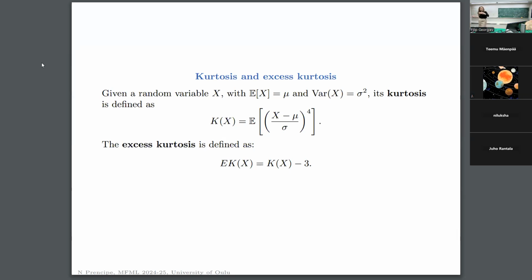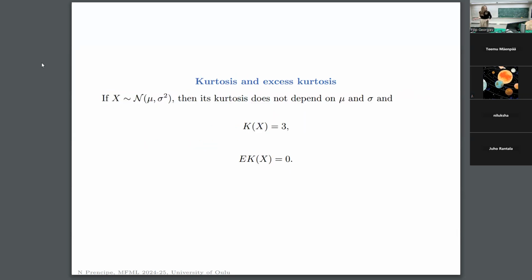Why this? The reason is that if you take a Gaussian distribution, no matter what mu and sigma squared are, since it's defined in this way, the kurtosis is always equal to 3. So the Gaussian has kurtosis equal to 3. One of the exercises of this week is, I think, proving that. But you will use the moment generating function, so it's doable. And so the excess kurtosis, since it's 3 minus 3, is 0.